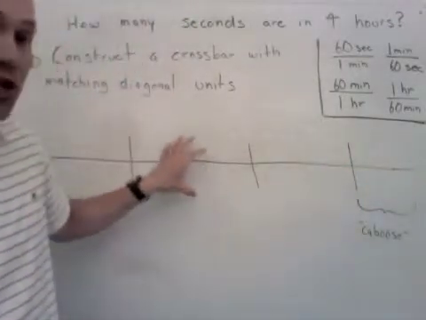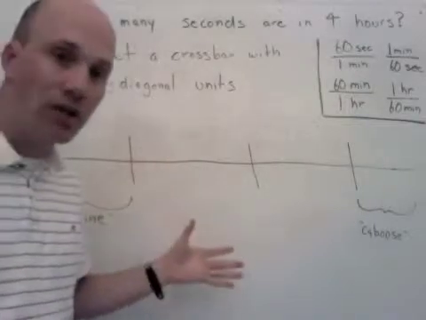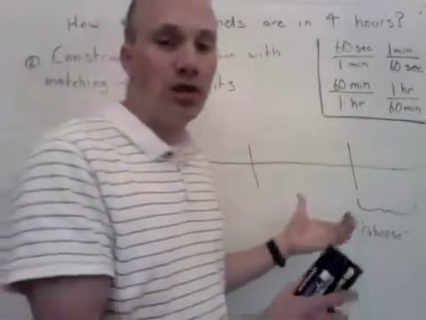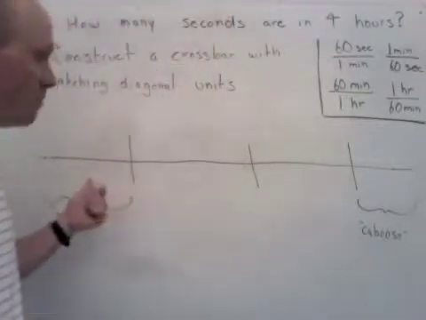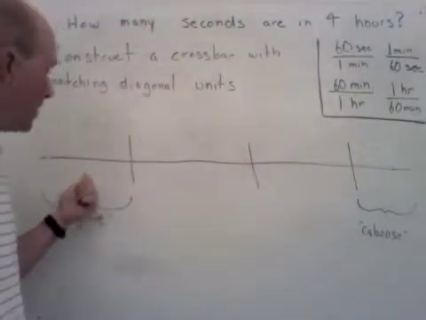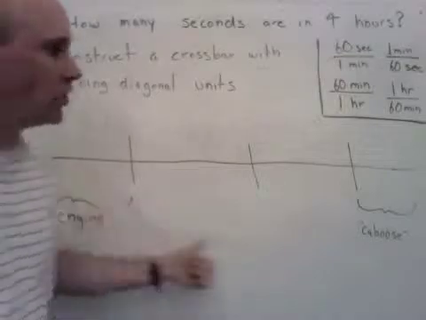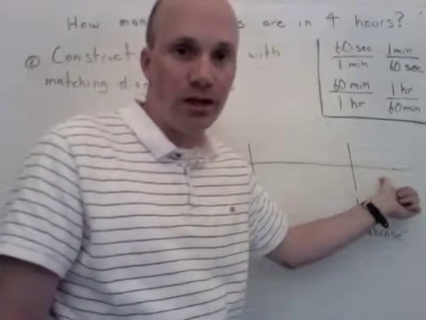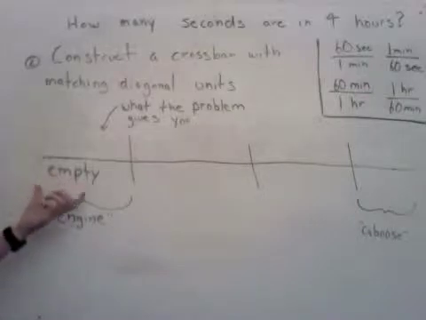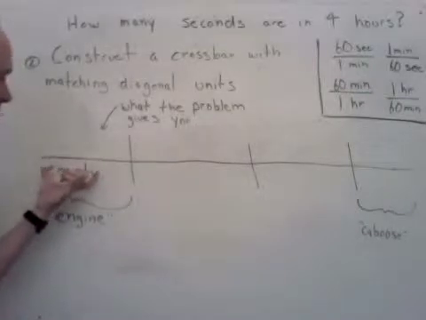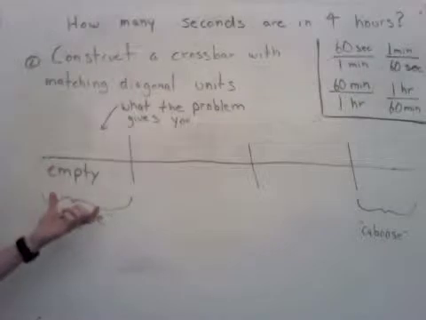Could you have one with just one car in the middle? Yeah, you could have a train like that. Could you have a train that had many cars in the middle? Yeah, you could have that as well. But there's always going to be a similarity for what you're going to find in the engine and what you're going to find in the caboose. So the engine of every crossbar is always going to be the same. In the lower section of that engine section, it's always going to be empty.